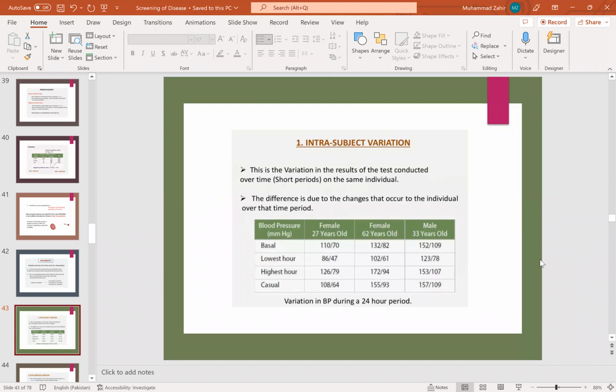Intra-subject variation. This variation is the result of the test conducted over time for a short period on the same individual. The difference is due to the changes that occur to the individual over that time period. So if we see the blood pressure levels in a 27-year-old female and a 33-year-old male, you can see the variation. The basal would be 110 by 70, lowest 86/47, highest this and this. So variation in BP during a 24-hour period is normal for everyone. So it is intra-subject variation.